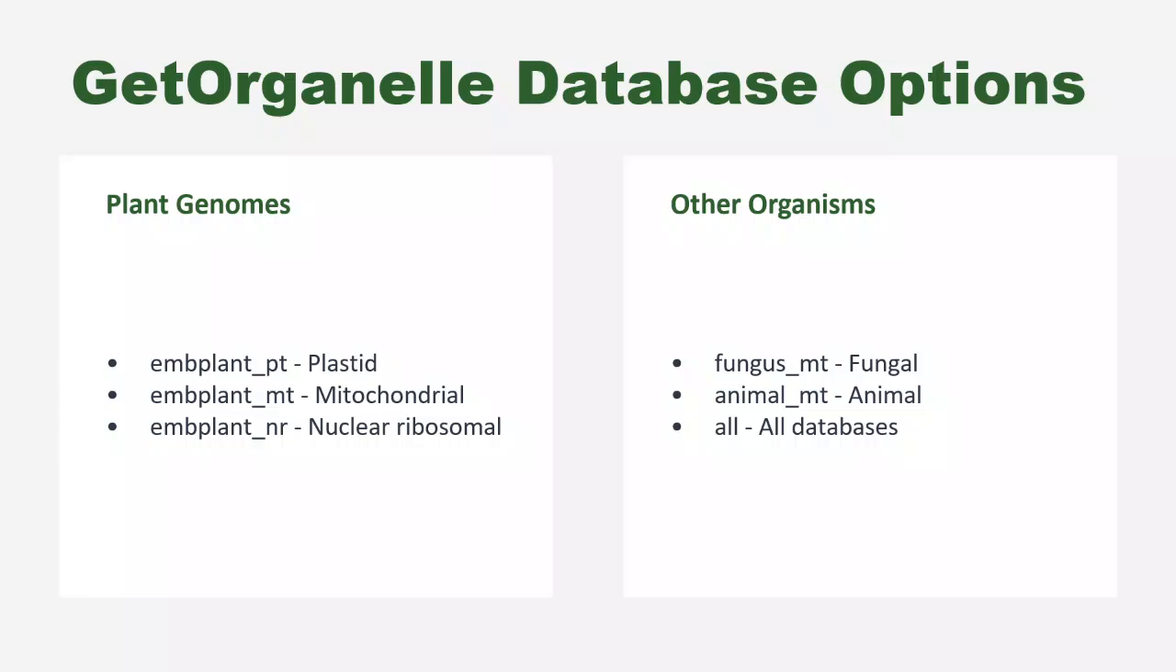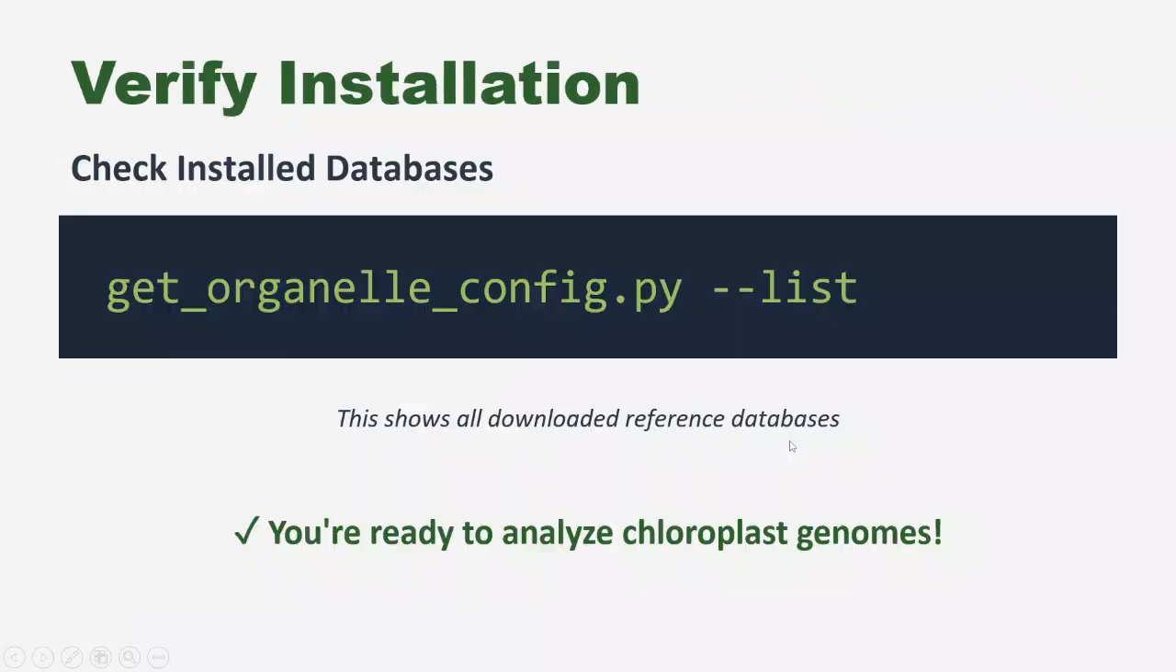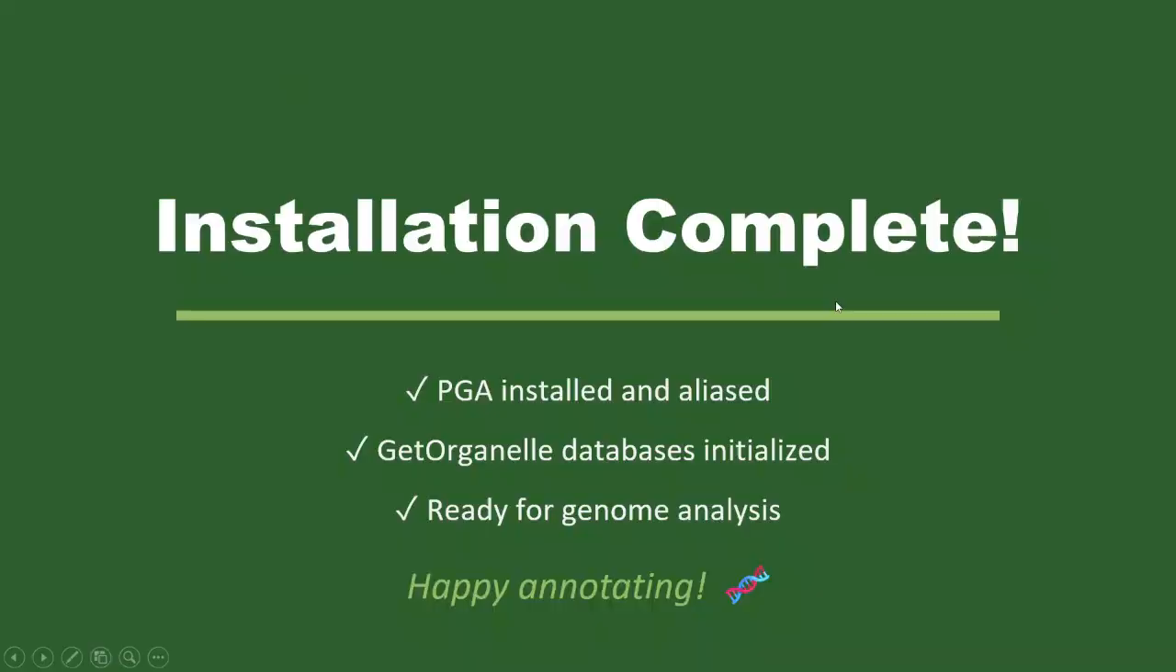After that, you can proceed with all the processes. But here I have given that for plant genome organisms, you need to follow these commands, and you can also use all for installing all the databases. Now you can check the installed databases by using get_organelle_config.py with the list option. Now the installation is completed.